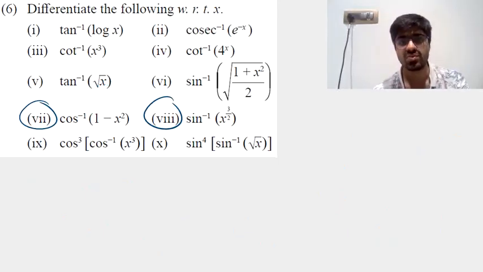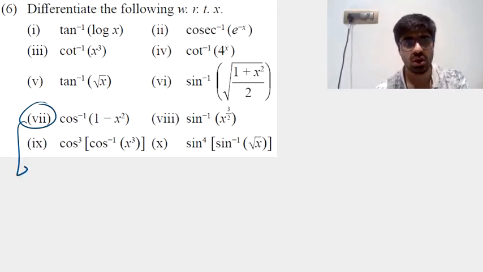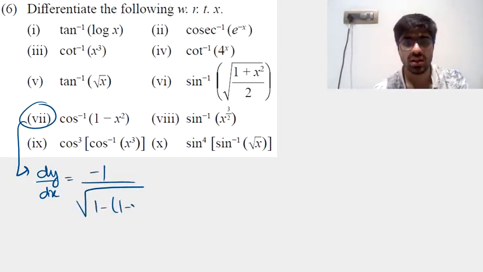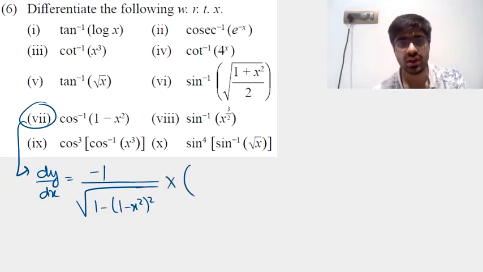For the 7th and 8th sum, you need not do any such kind of a replacement in the given function. So for the 7th one, you can just take a derivative right away. If the given function is y, then dy by dx will be minus 1 upon root over 1 minus x square the whole square, and you further multiply with the derivative of 1 minus x square, which is minus 2x.